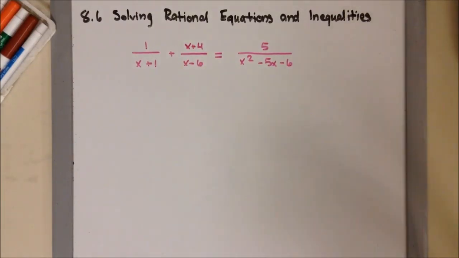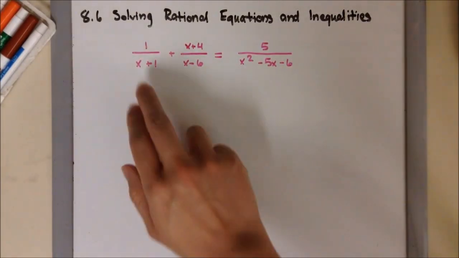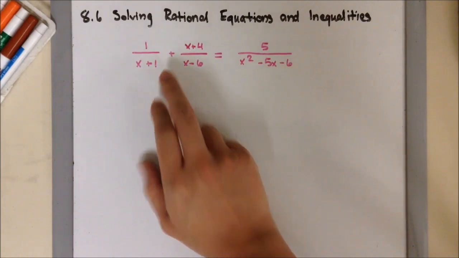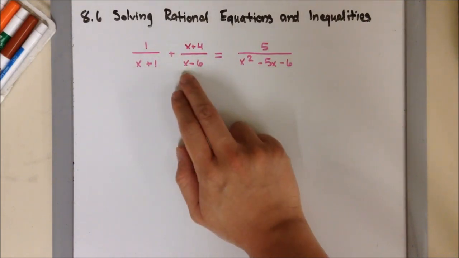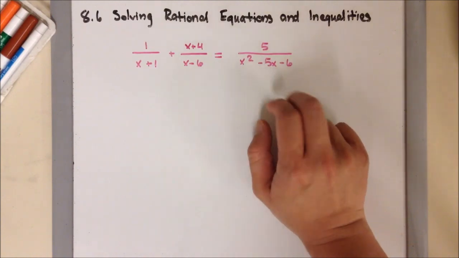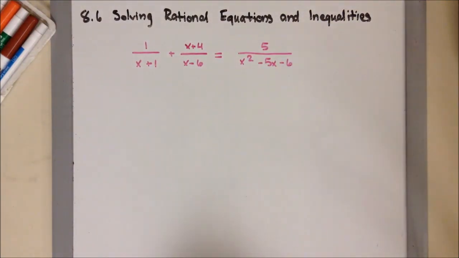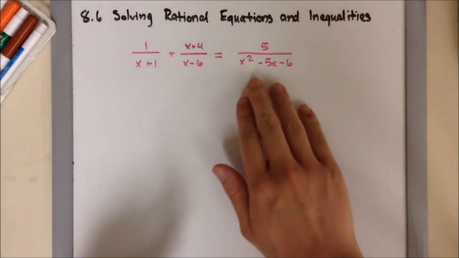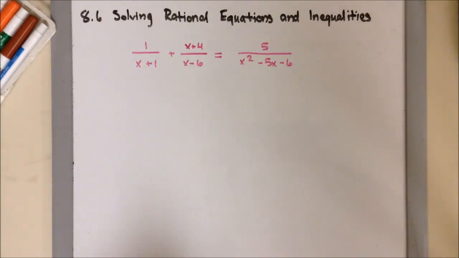In this example, we have 1 over x plus 1 plus x plus 4 over x minus 6 equal 5 over x squared minus 5x minus 6. So for this particular example, we have a trinomial and one fraction. So in this part, before you look for your LCD, you always check if you can factor the denominator.